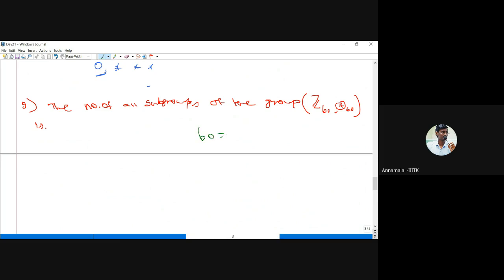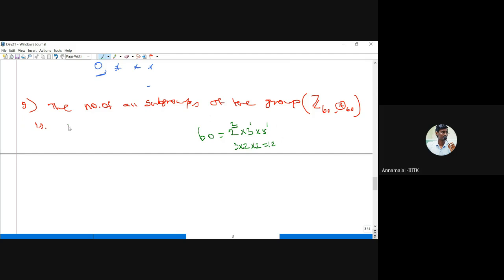So 60 can be written as, anyway 6 is nothing but 2 into 3, and then 10 is 2 into 5. Therefore, 2 square into 3 into 5, correct? Now 60 is written as a product of prime powers. Therefore, what is the number of divisors? You add 1 to each power. The power of 2 is 2, add 1, we get 3. Then the power of 3 is 1, add 1, we get 2. And then the power of 5 is 1, add 1, we get 2. Therefore, 3 into 2 into 2 is 12. So there are 12 divisors.